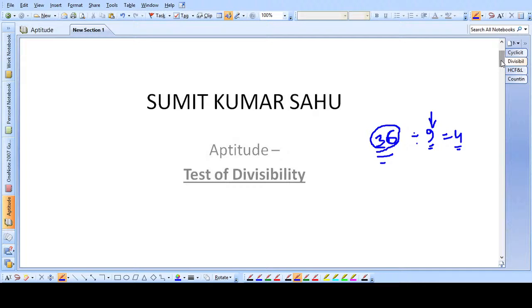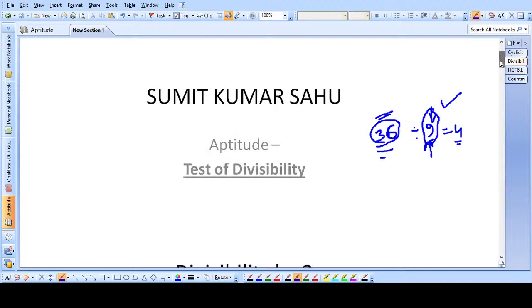So how will you know that? So for each number, we will focus on this number. Okay, there will be any number given in the exams and we have to know what the properties of that number are, like is it divisible by that number or not. Okay, so let's see one by one.